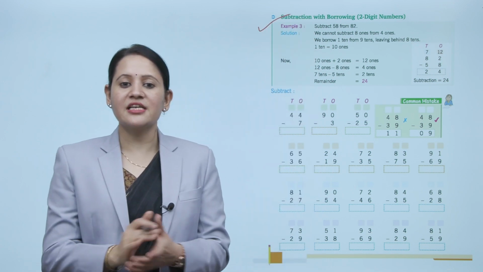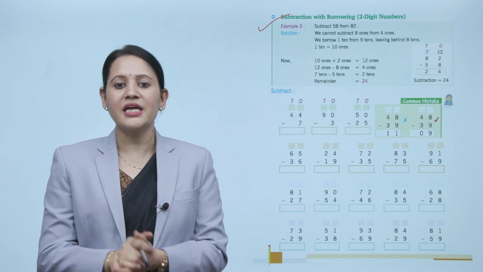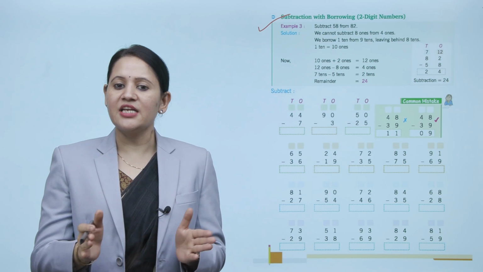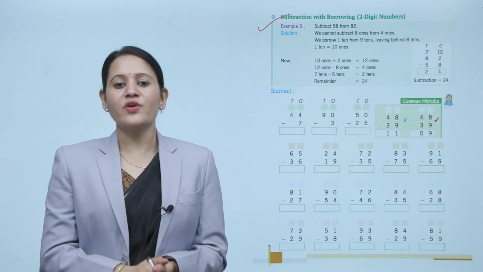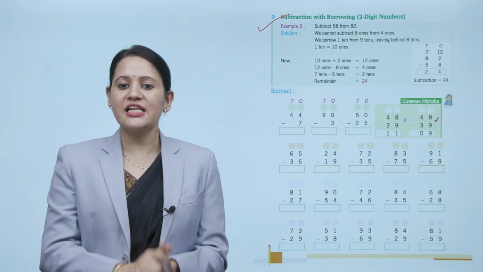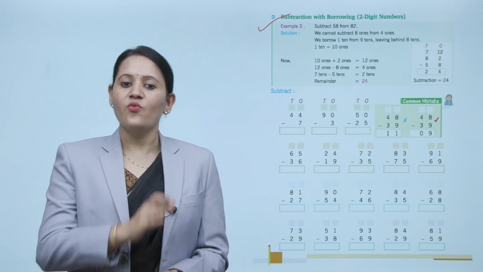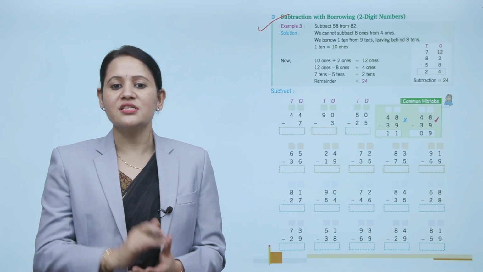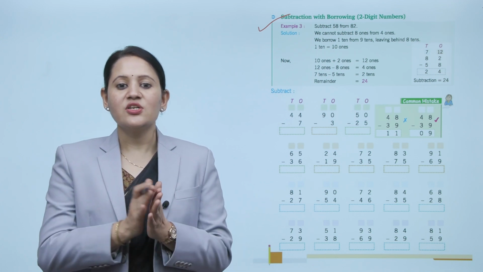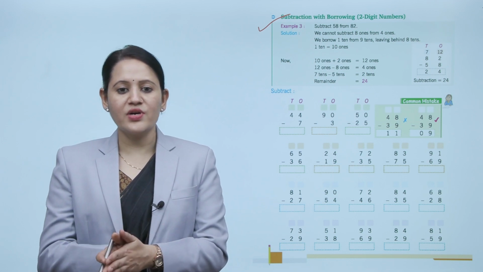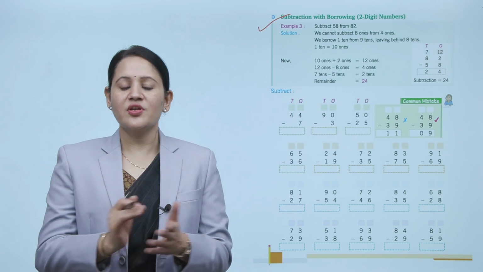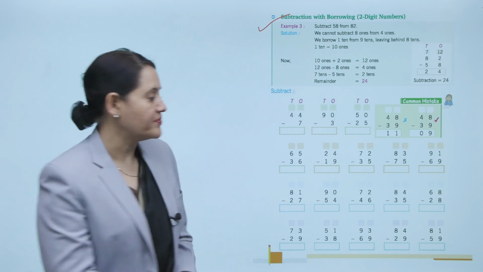Now we'll take an example. Subtract 58 from 82. So first we cannot subtract 8 ones from 4 ones. So what we'll do? We borrow 1 ten from 9 tens, leaving behind 8 tens. 1 ten equals 10 ones. Now 10 ones plus 2 ones, that is 12 ones. 12 ones minus 8 ones, 4 ones. 7 tens minus 5 tens, that is 2 tens. So remainder equals 24.